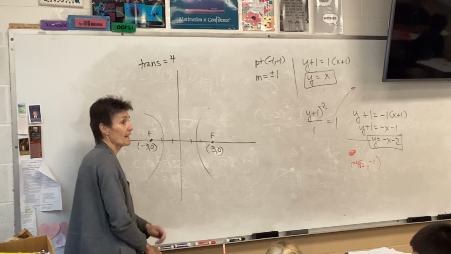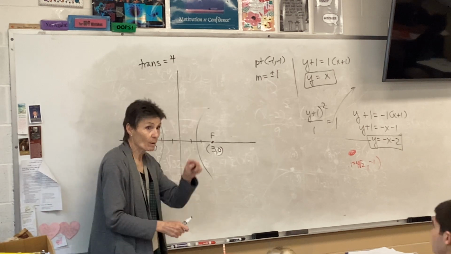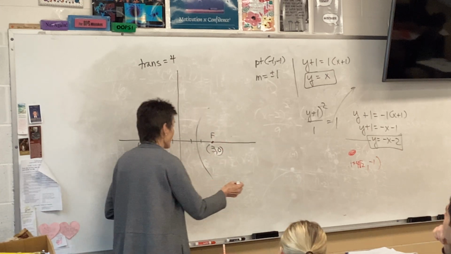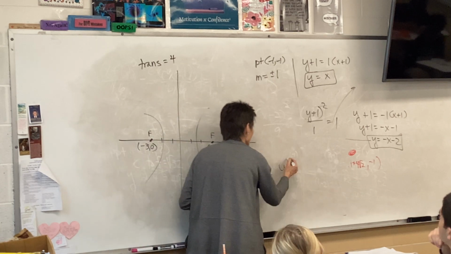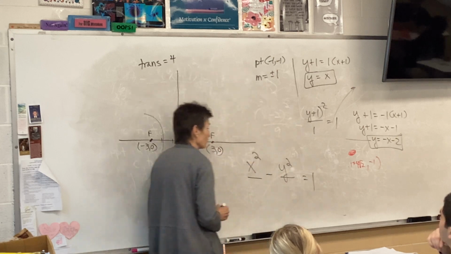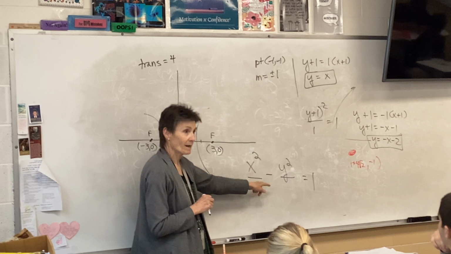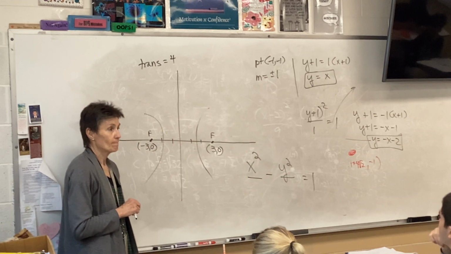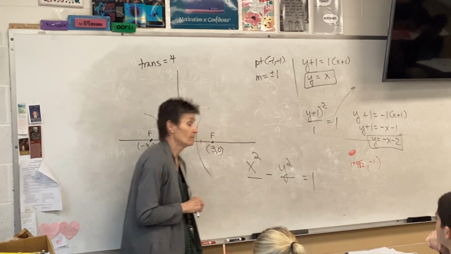Furthermore, what's the center? 0, 0. The center is going to be right in the middle of everything. So it opens sideways, and the center is 0, 0. So would you agree that the style of my equation is x² minus y²? How do you have to fill in those numbers? I have to fill in the denominators.